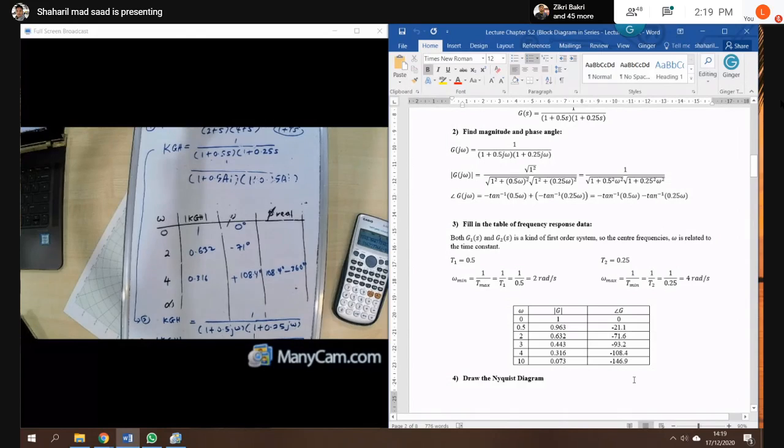So far, do you have any questions about this one? Ada apa-apa soalan tak before we move to plot the Nyquist diagram? Ada apa soalan?